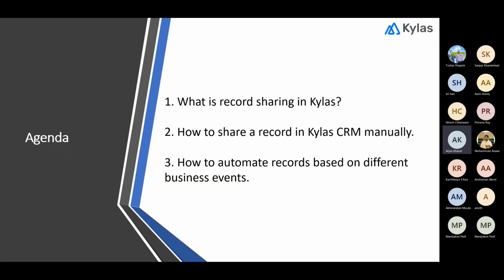Now, this is a generic topic, and the points we would be seeing are what record sharing is in the Kailash system, how a record can be shared manually within the Kailash, and also how we can automate the record sharing based on the different business events that meet your needs. So when I say record sharing, we share certain kinds of information within our team so that everyone would be on the same page.